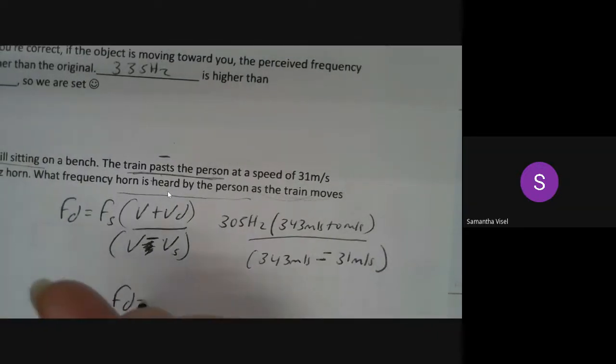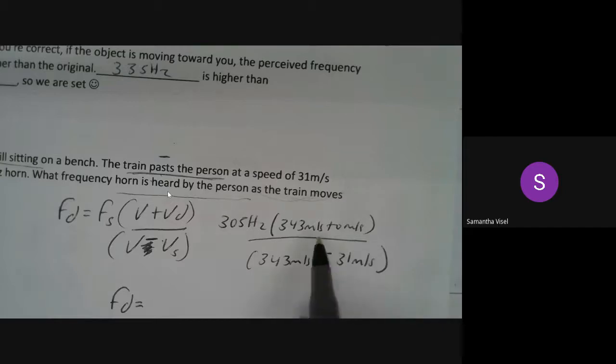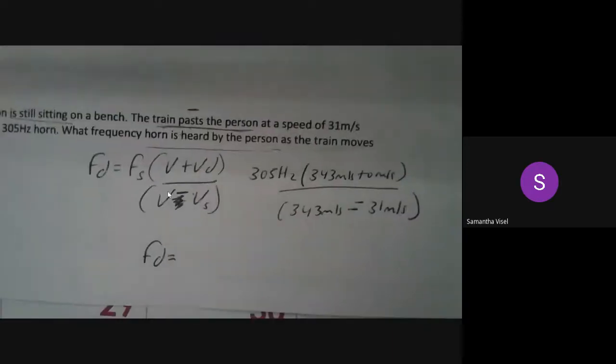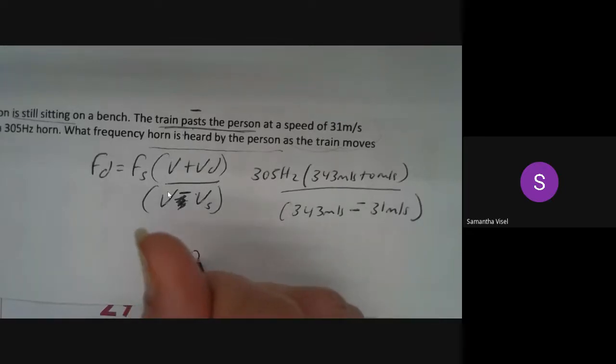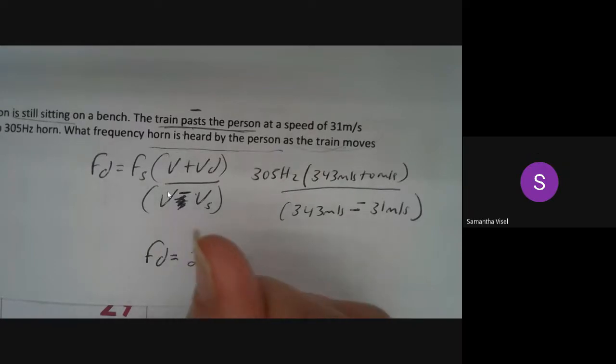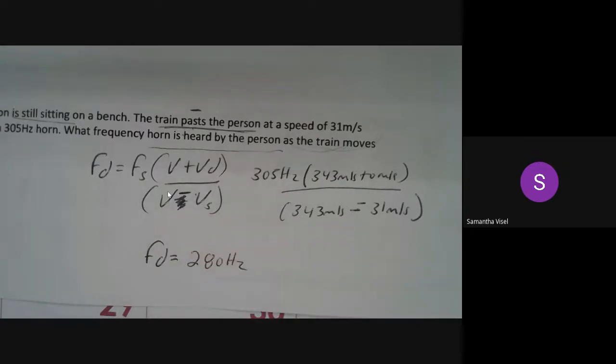So my Doppler frequency is 343 plus 0 times 305 over 343 minus a negative 31 meters per second. We should have gotten 279.7 hertz around there, which we can round up to about 280 hertz. If you have 279.7, that's absolutely fine.